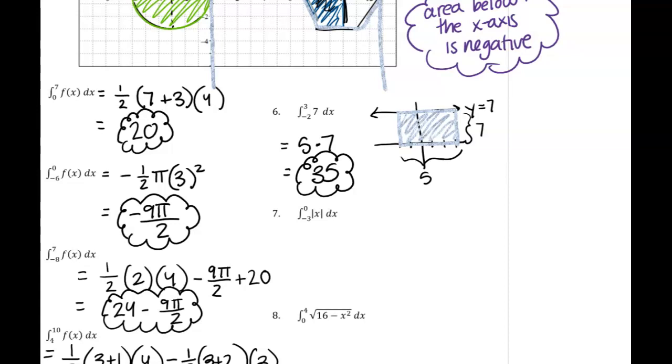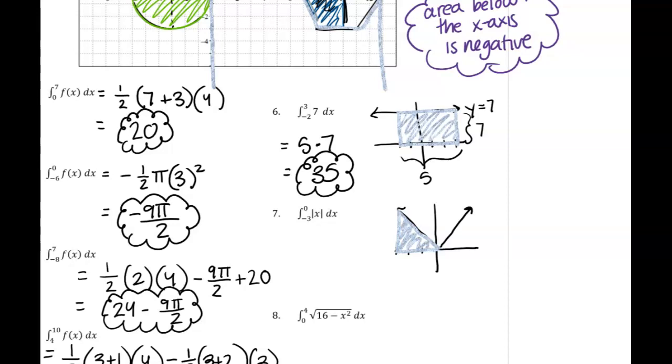For number 7, absolute value of x, area under the curve from -3 to 0. Well, let's sketch it. So absolute value looks like that. From -3 to 0, we can make a triangle. We can find the area of triangles. We'll pretend that's a right triangle. It should be. My drawings are just bad, as we all know.